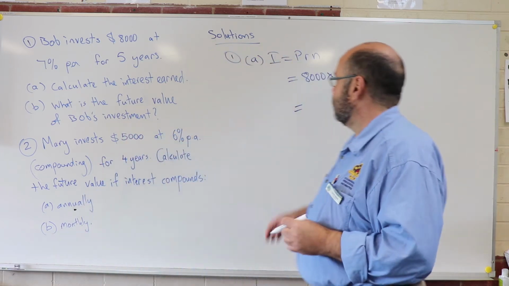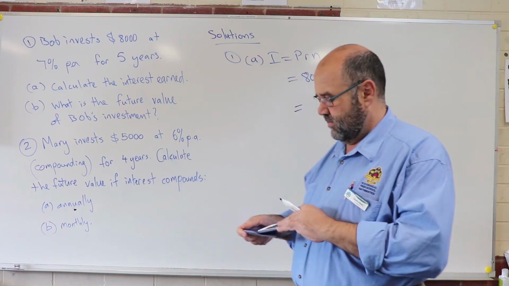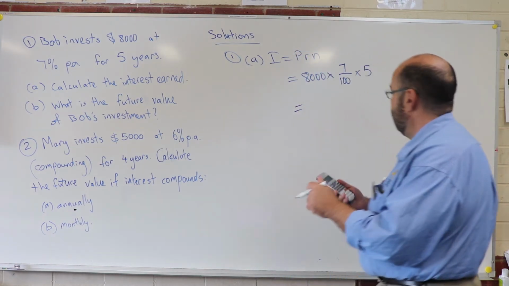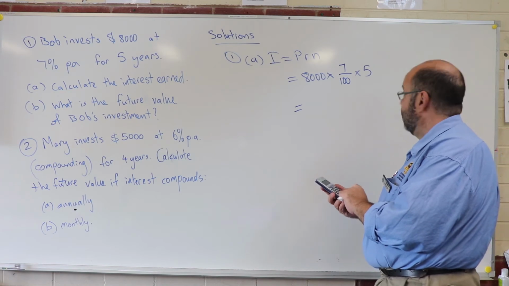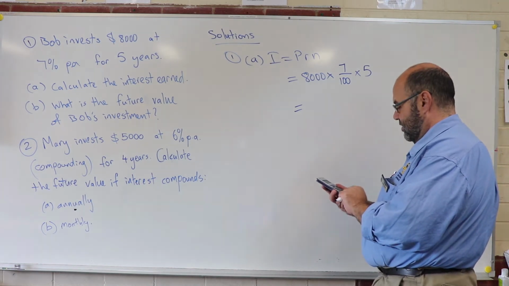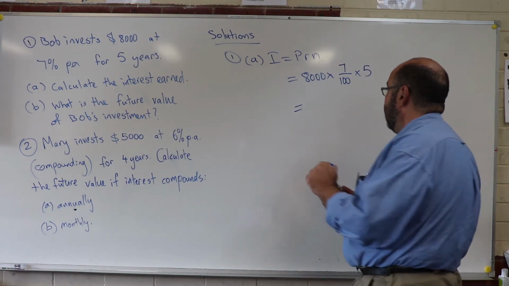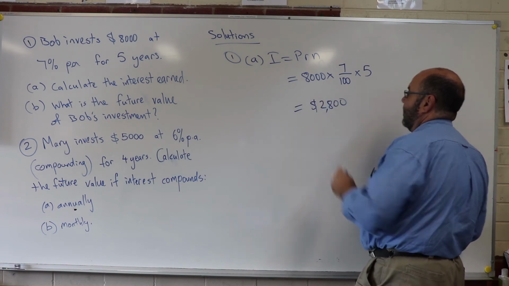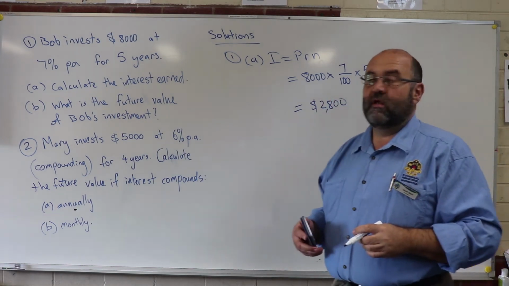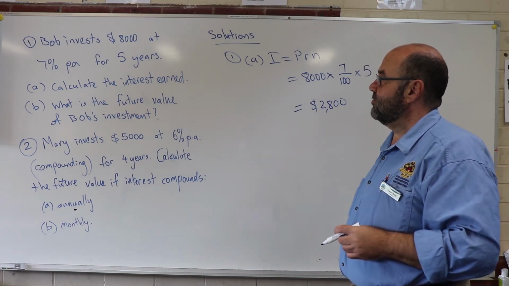So what do we got here? Well, we need to go to our calculator. We've got 8,000 times 7 over 100 times 5, and that's $2,800. So to calculate the interest earned, the interest earned is $2,800.